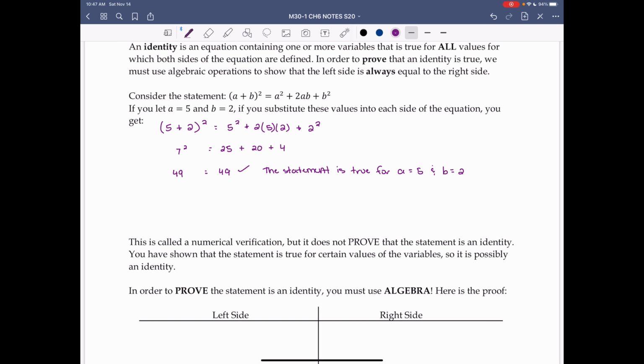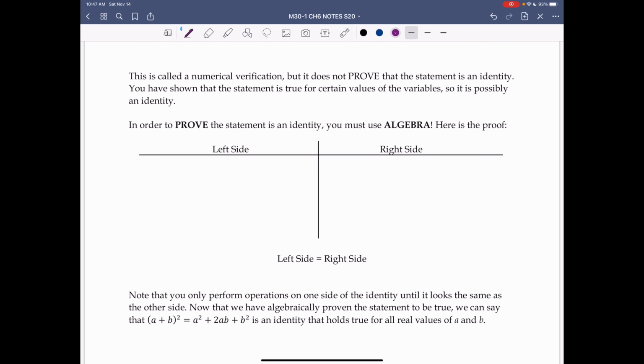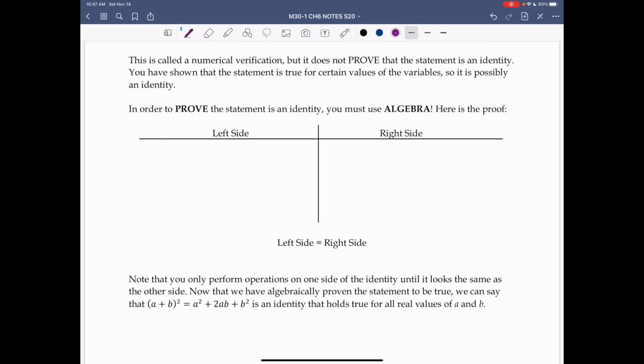This is called a numerical verification, but it does not prove that the statement is an identity. You have shown that the statement is true for certain values of the variables, so it is possibly an identity. We've only shown that it's true for these specific values, a equals 5 and b equals 2, so this is not a proof. In order to prove this statement is an identity, you must use algebra.